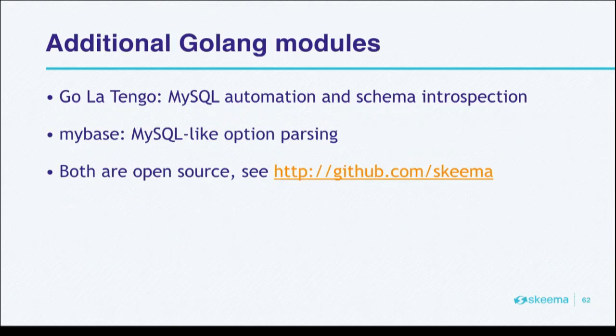In the course of building this, I split a few things out into separate modules. One of them is Go Tango. There's a trend in Go to insert Go into the name of your thing in some way. So this is a MySQL automation and schema introspection library. Right now, it's much heavier on the schema introspection side, but longer term, I'd like to build this into more of a generic MySQL automation library. And then there's MyBase, which is the support for doing MySQL-like configuration and option parsing. And both of these are open source also. You can see them on GitHub.